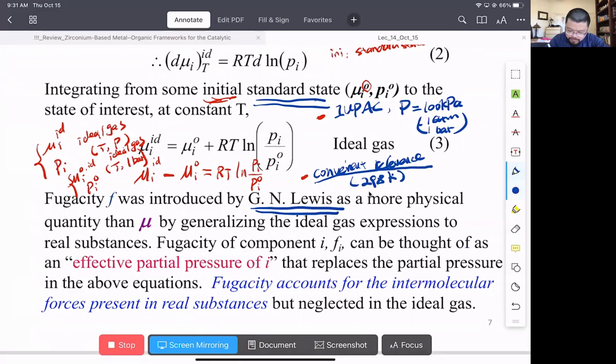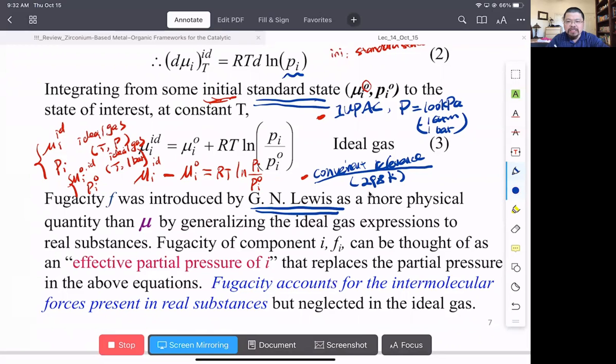So here, for the ideal gas, we use the partial pressure for the ideal gases. And for the real gases, we're not going to use this partial pressure, but can we find some quantity very similar to the partial pressure for the real cases? So this is what Lewis introduced. He said, let's try to use a new quantity called fugacity. And fugacity is the relevant or effective partial pressure of that component i in the real gases.